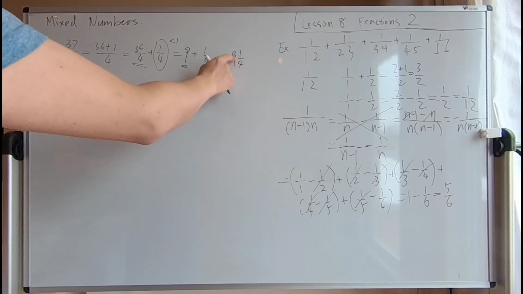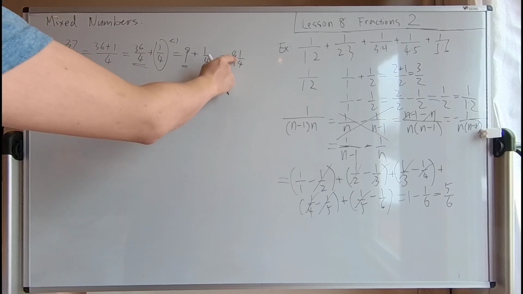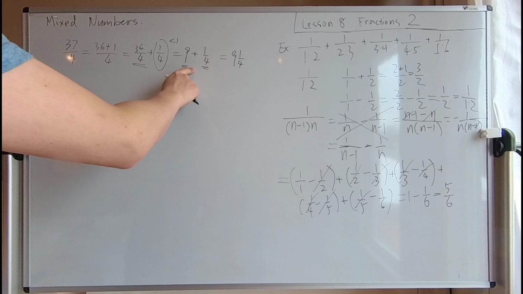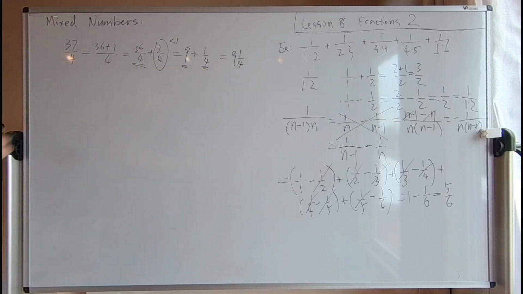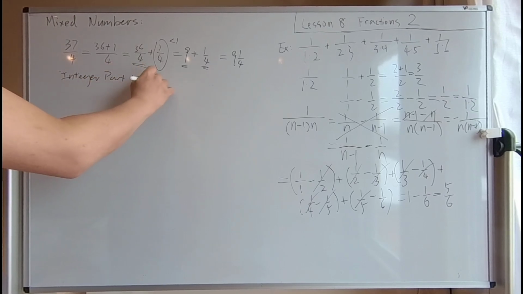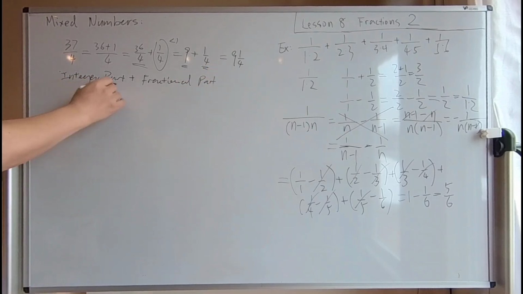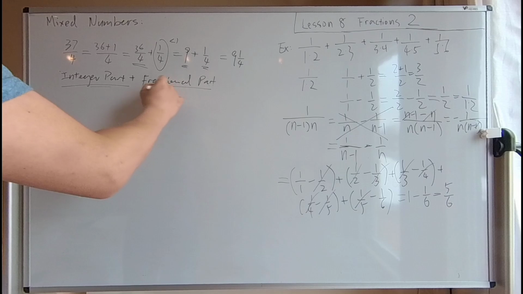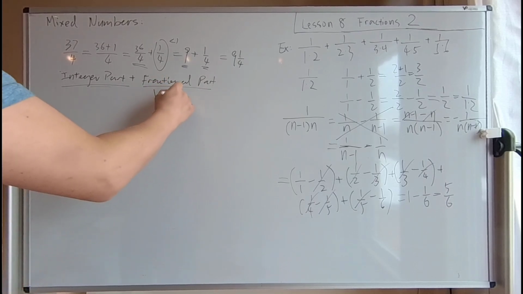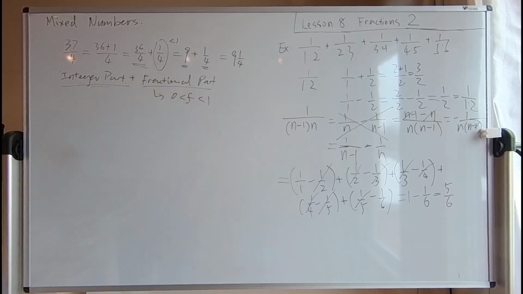So here I don't have a dot. If you have a dot in between or a multiplying sign in between, that means multiplication. But if you have nothing in between, that means addition, or the plus. So the mixed number is the integer part plus a fractional part, where the integer part is always an integer, but the fractional part means that you leave it as a number that's smaller than 1.